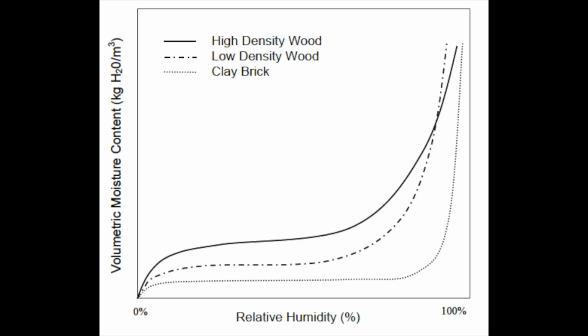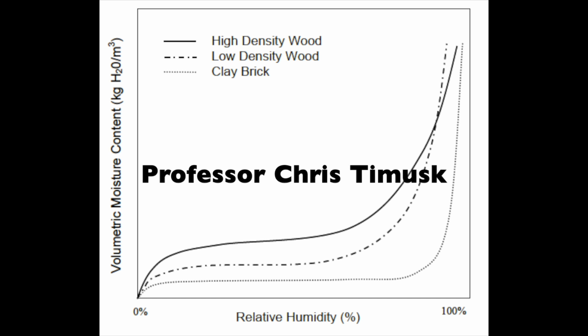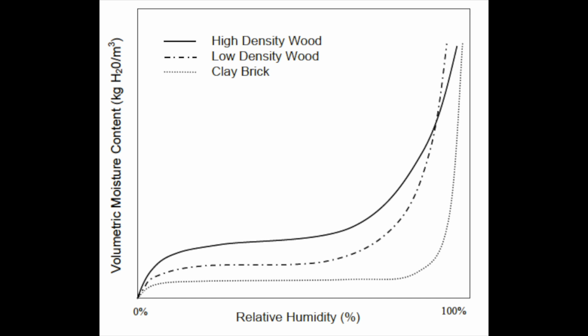To illustrate this, here's a sorption isotherm graph from the doctoral dissertation of Professor Chris Tomusk. You can see the moisture content of some materials on the y-axis and RH on the x-axis. As you can see, the higher the RH of the surrounding air, the more water materials collect. The important part is that even if the material's temperature is higher than the dew point of the air, it can still collect water. That's why there isn't just a mold risk when you cool a home and surfaces drop below dew point.